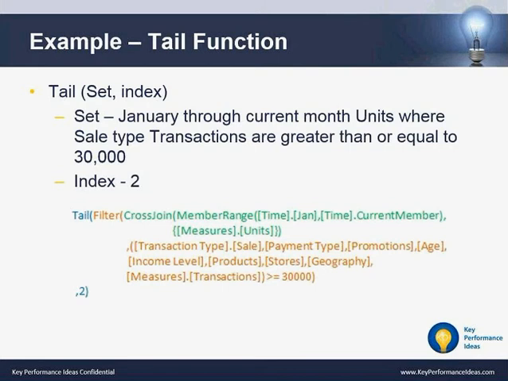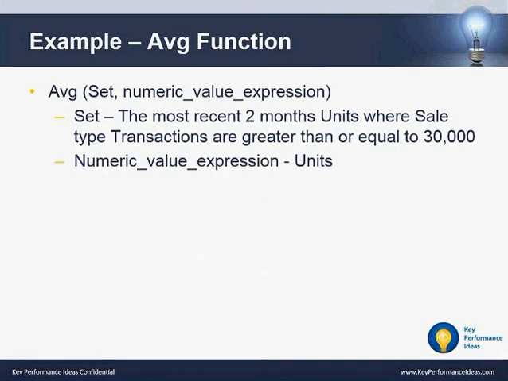So all I've done here is I've only added the blue section. I've added the tail with an open parentheses at the beginning and a comma 2 with a closed parentheses at the end. Everything else is the same as what we just did. So now that we have our most recent 2 months, what do we want to do with them? We want to do an average.